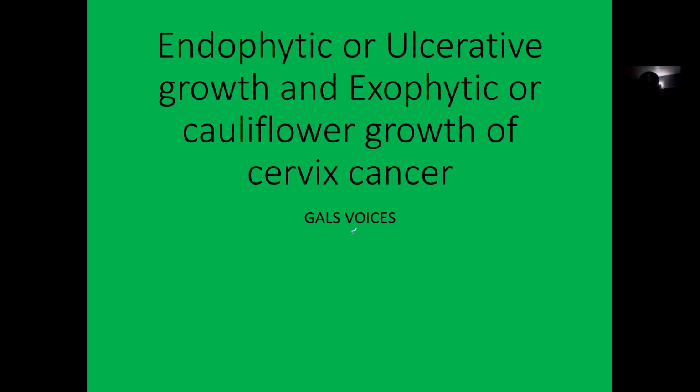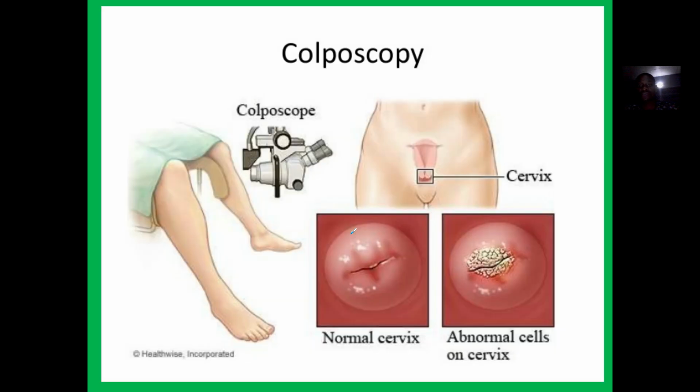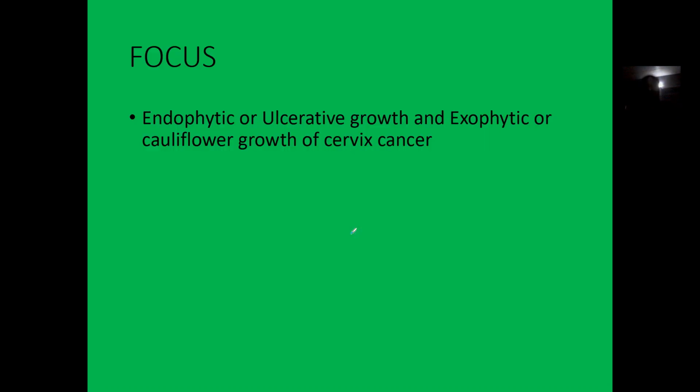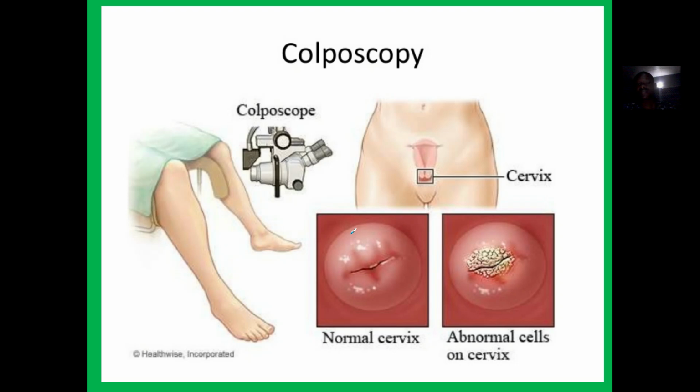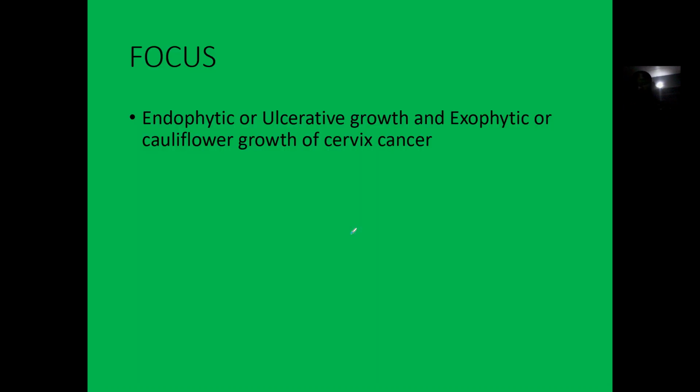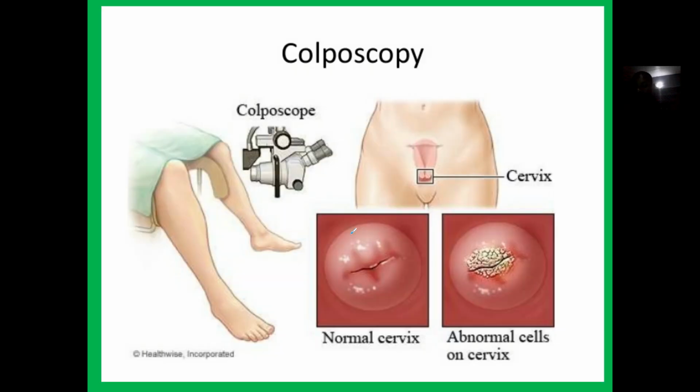Now up next, we are trying to look at two types of cancer of the cervix, and this classification is just based on how they present. That's like if you try to observe the cervix, what you see. So the growth of the cancer cells could be endophytic, or you call it ulcerative, or the growth of the cancer cells could be exophytic, or you call it a cauliflower. I think it's a cauliflower growth.